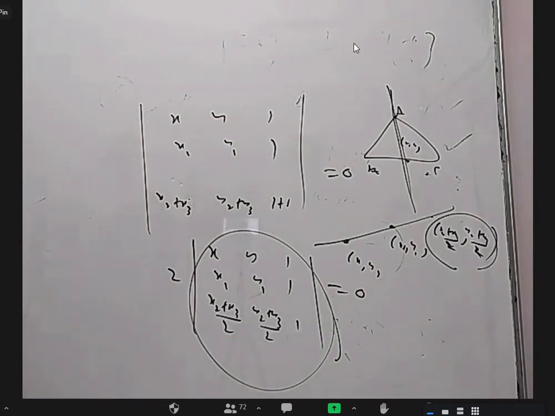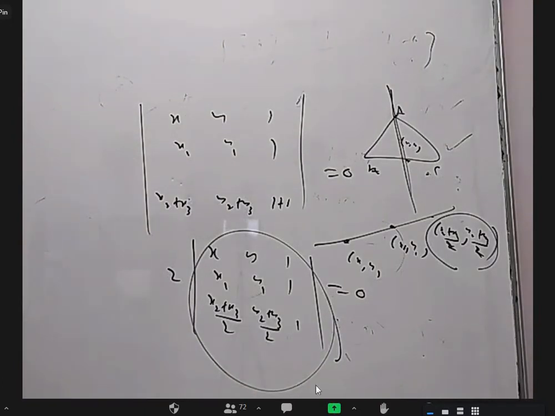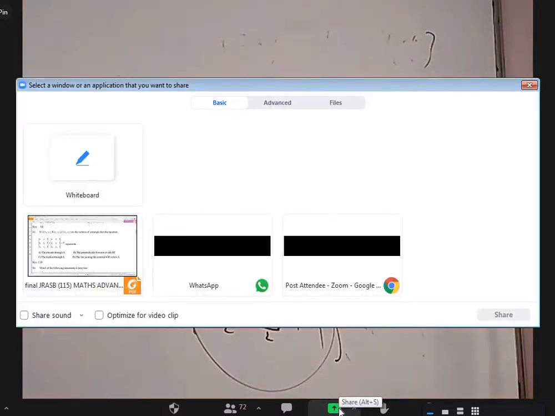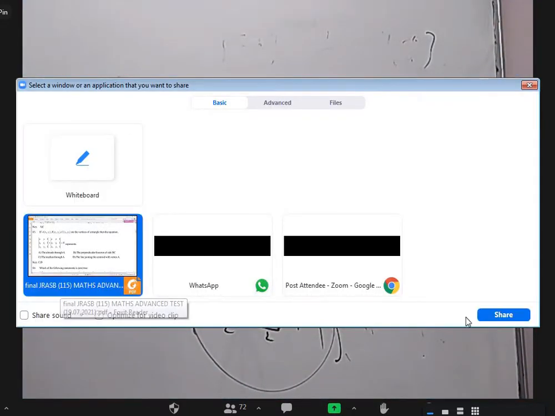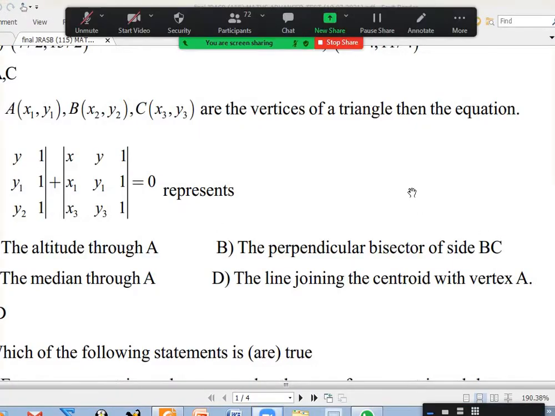It may not be a very complicated question, but I felt in this exam, it is a nice question. Why? Because on one side it is related to coordinate geometry, and other side is related to matrices and determinants. A good combination. Is it okay?